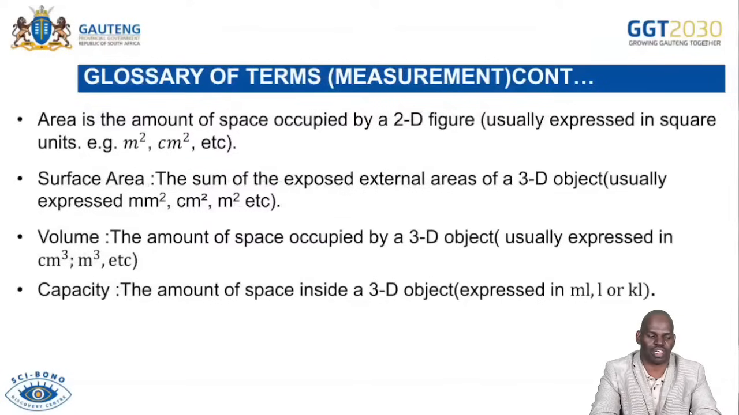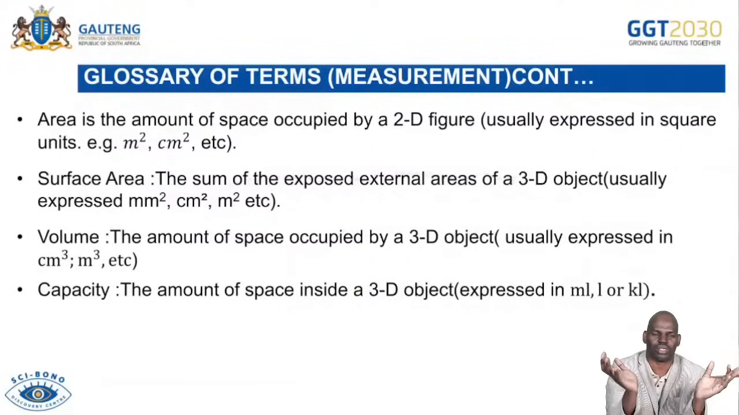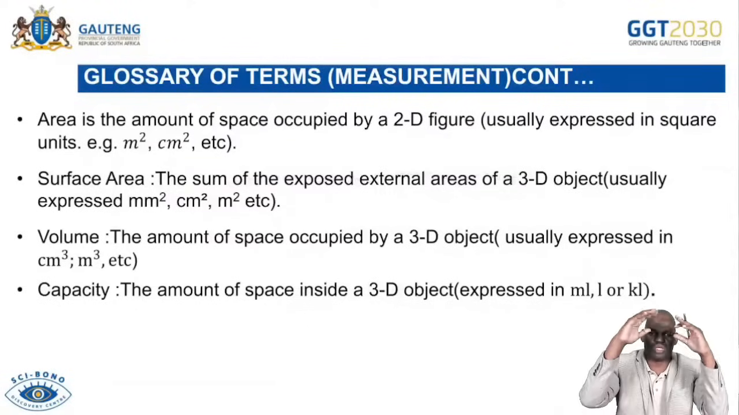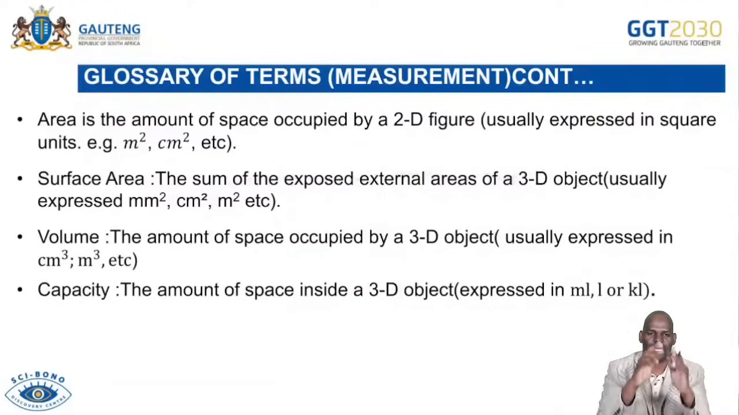Of course, we've got a surface area. Surface area is the sum of the exposed external areas of a three-dimensional object. Now think about a box. A box has got 6 faces. Now, if you take the areas of all the 6 faces, that will be the surface area. And then we've got the volume, which is the amount of space occupied by a three-dimensional object, and then usually expressed in centimeter cubed and meter cubed.